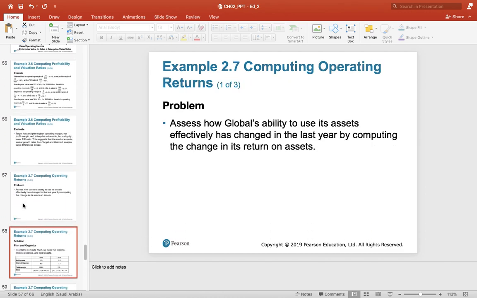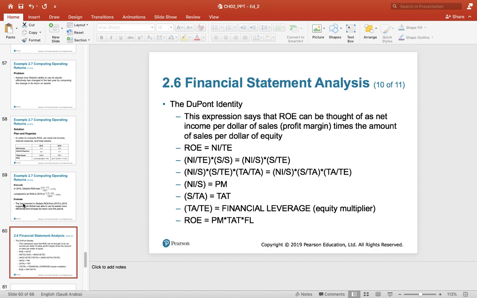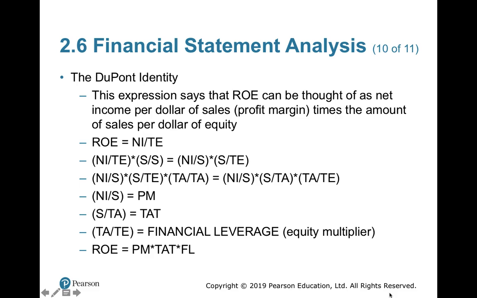Now let us go to the last slide, that is DuPont analysis. ROE is equal to net income divided by total equity. Mathematically it is explained here. How? Just see, net income divided by total equity. Now this formula is multiplied by sales divided by sales. Anything multiplied and divided by the same thing, no difference in value.